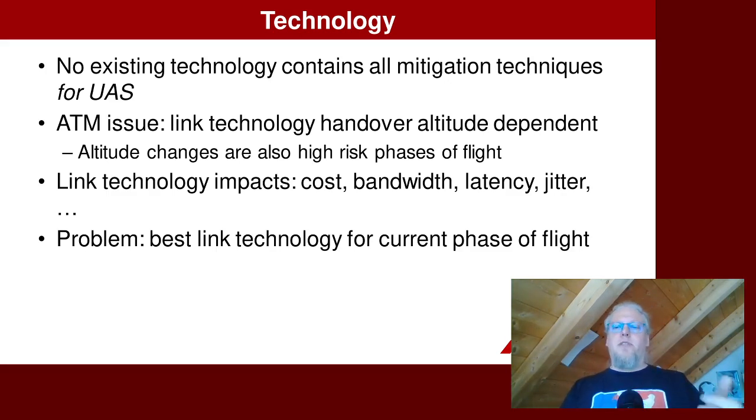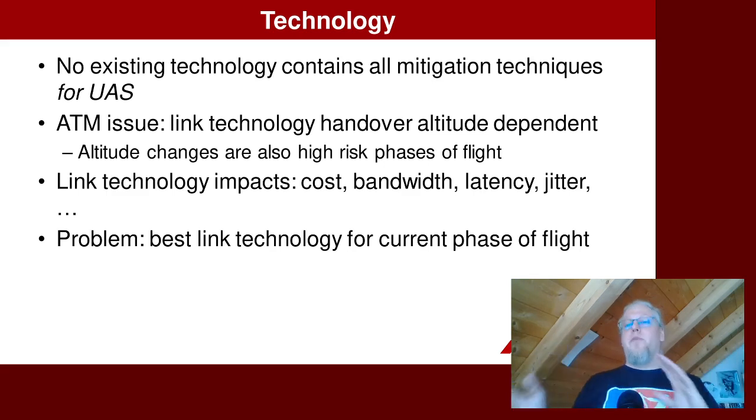And so the choice of link technology impacts cost, because satellites, for example, tend to be the most costly link technologies around, at least for the time being. Then there's bandwidth. LoRa is famous for not having very high bandwidth, latency, and jitter. And jitter here refers to the variation in latency, basically. So from a certain point of view, our problem here is finding the best link technology for the current phase of flight.